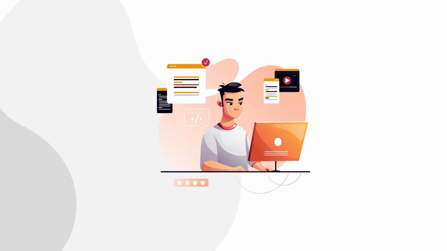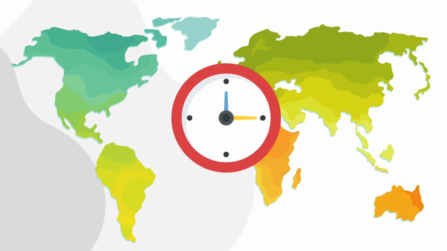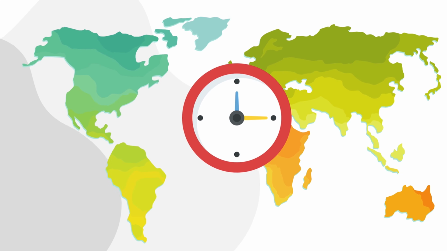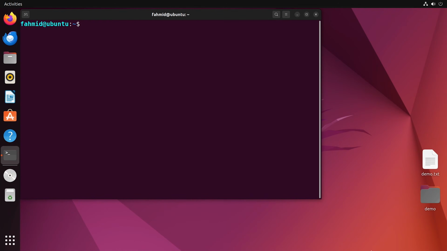In this video, I will show you 4 practical cases on how to get current time using bash scripts. So let's see how it works. In the first case, I will show you how to get the current time in 12-hour clock format. So let's see it in details.